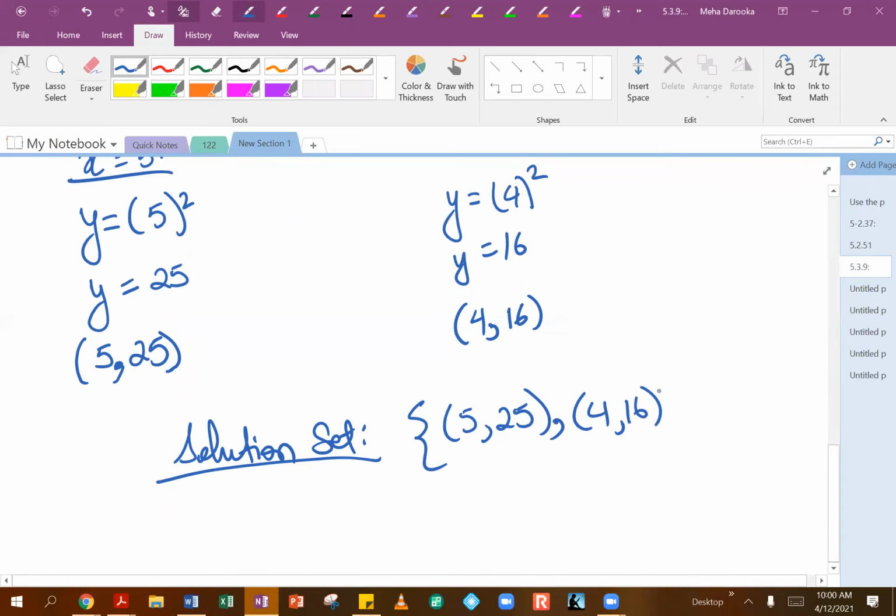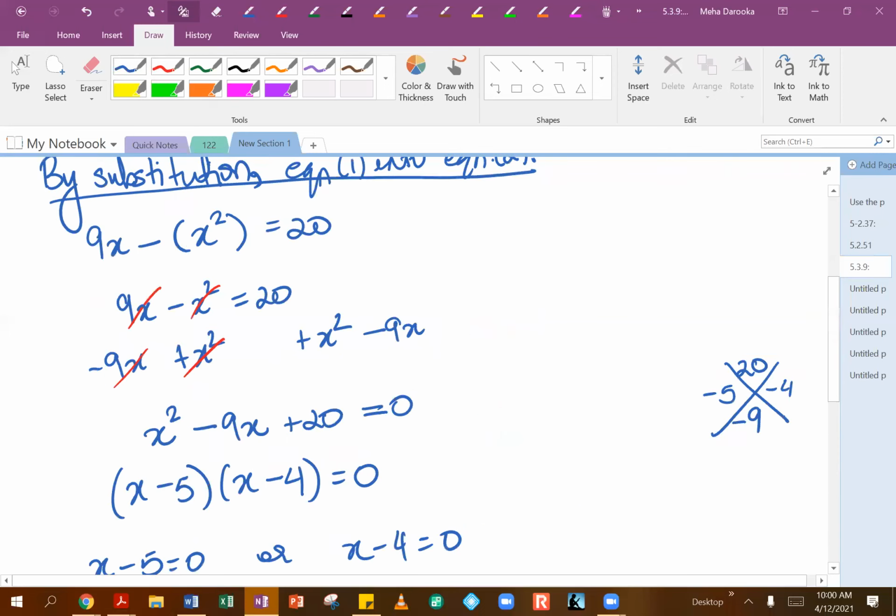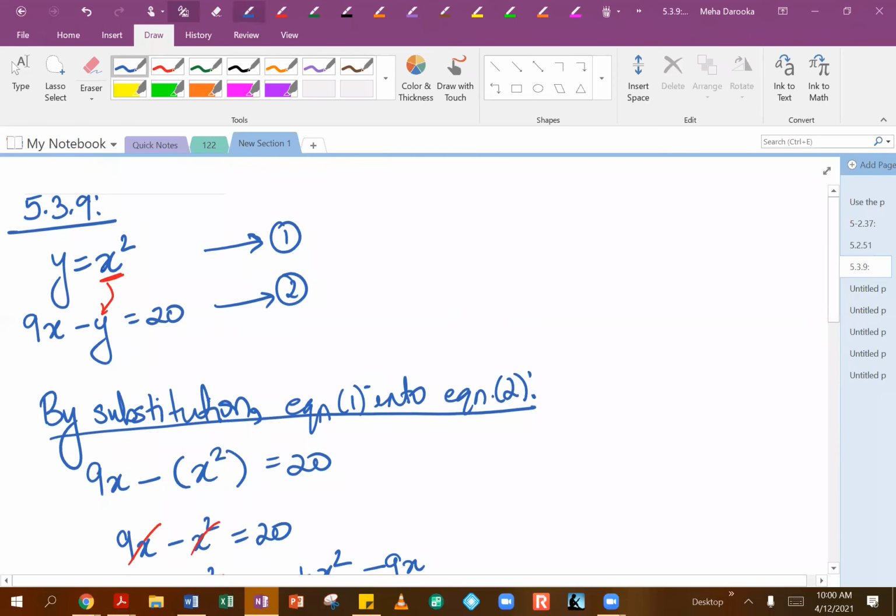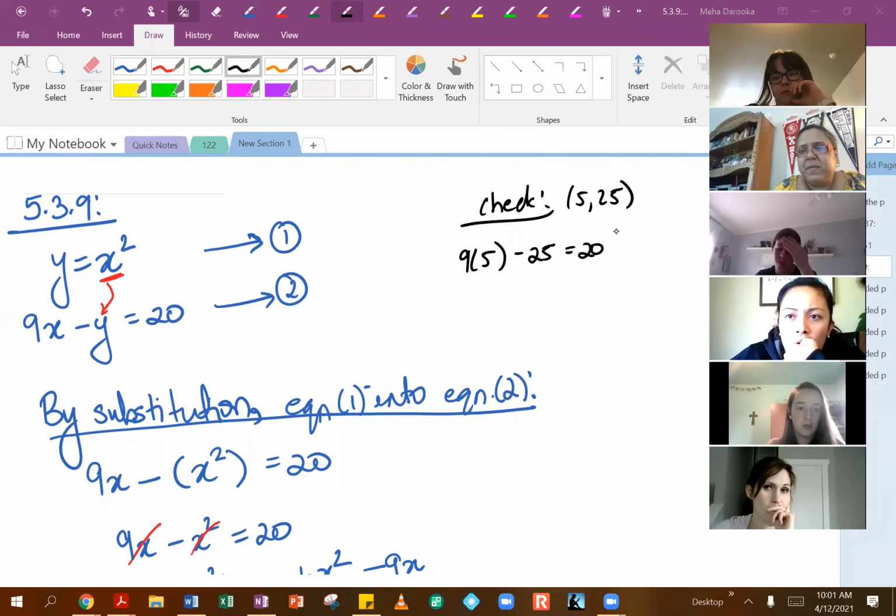and 4 and 16. And remember, I always tell you to check your answers. We know it's going to work for the first one, so it will not be a bad idea to check this for the second equation and make sure it works. So you would be doing 9 times 5 minus 25. Will this give us a true statement? When we try to check for the second equation, 9 times 5 minus 25, will that give us 20?